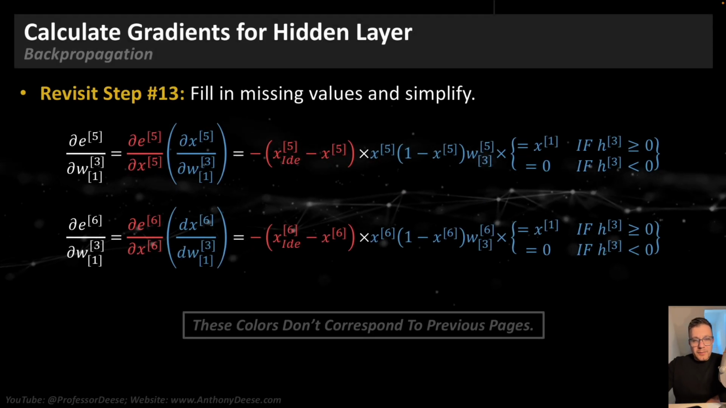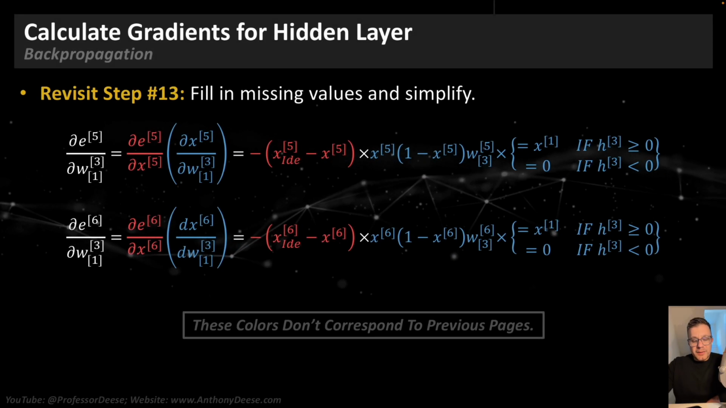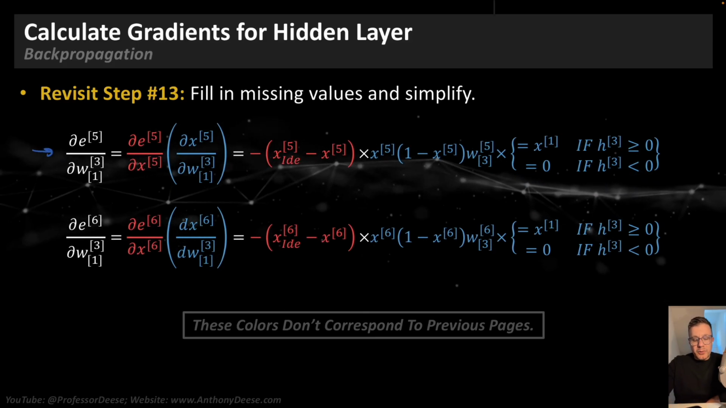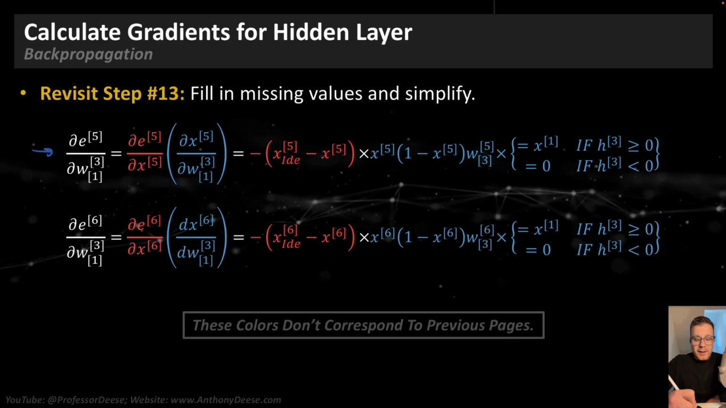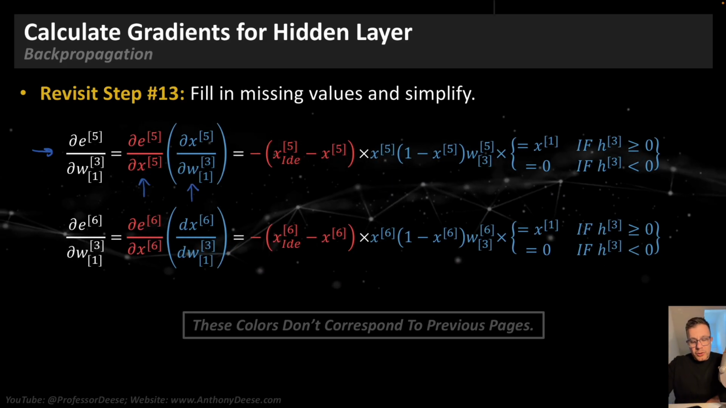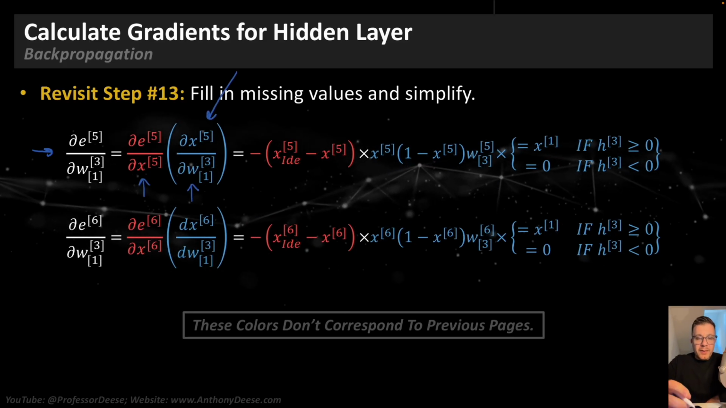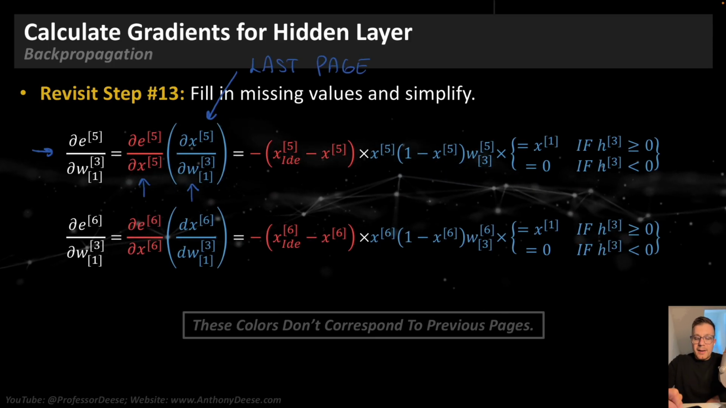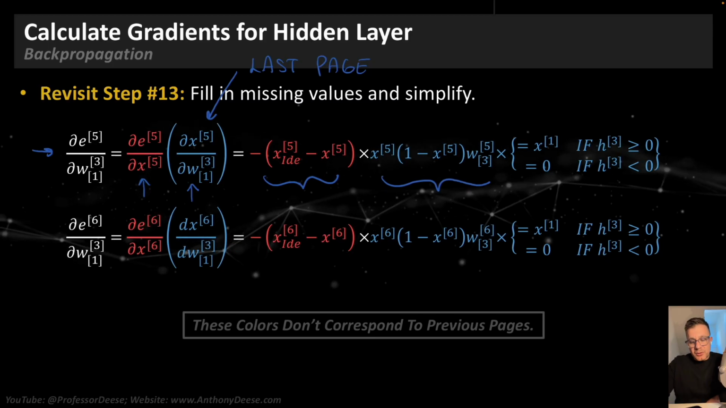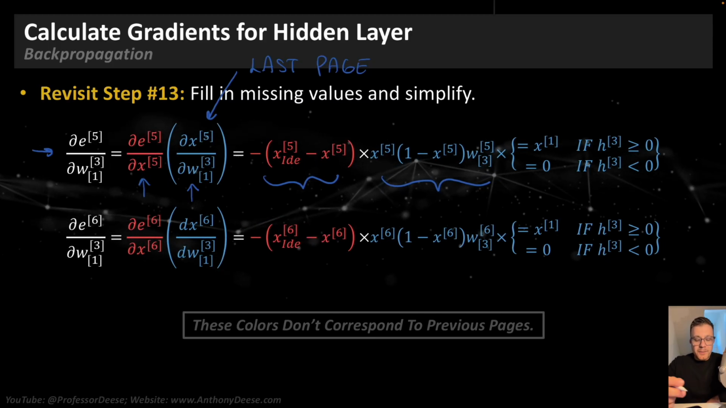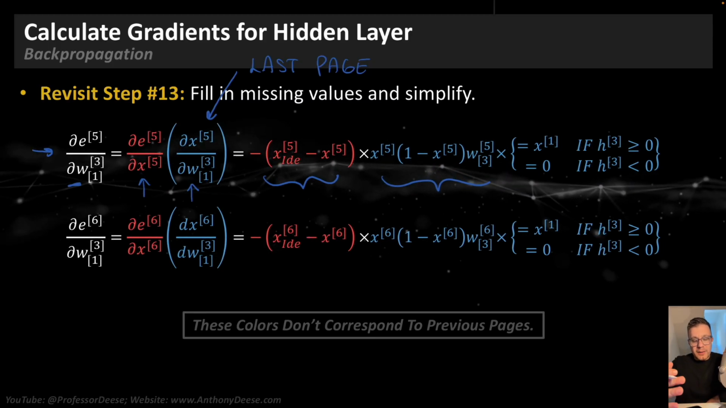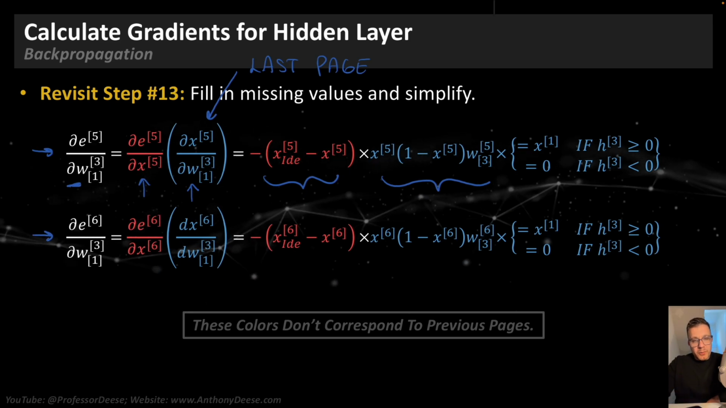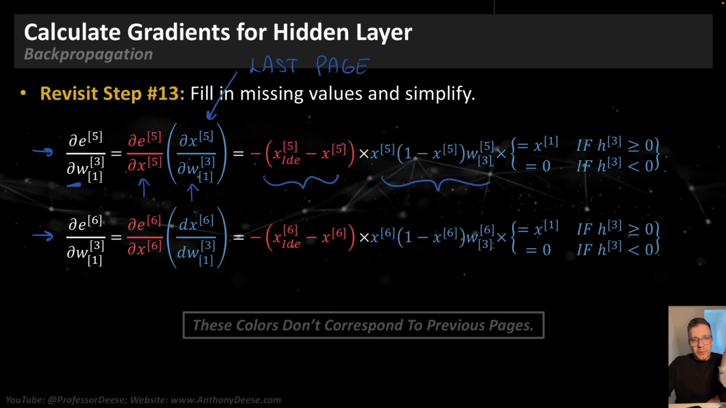We continue this substitution process by revisiting step 13. Step 13 demonstrated that the partial derivative of error component E5 with respect to synapse weight 1,3 is defined as the product of these two factors, one shown in red, one shown in blue. Note that the factor shown in blue is the one that we defined on the very last page. Again, all we have to do is make the appropriate substitutions, taking those values from the previous pages, and we can define the partial derivative of error component E5 as well as the partial derivative of error component E6, both with respect to the hidden layer synapse weight 1,3.